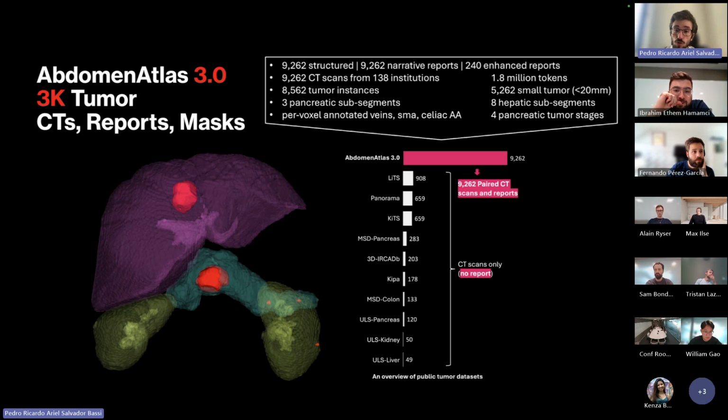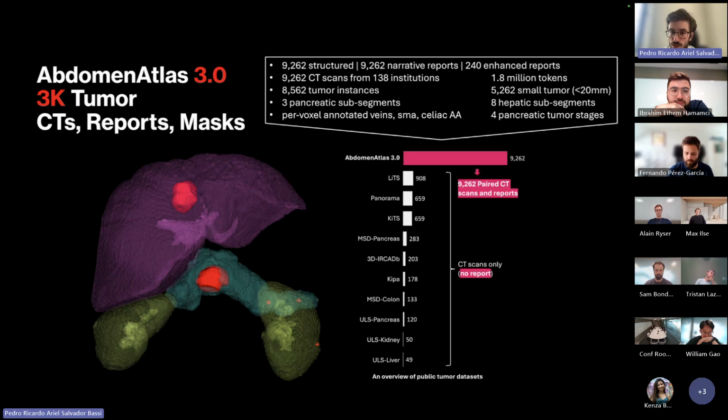We have three types of tumors, and another important data that we have is organ subsegments. So we have subsegments of the liver and the pancreas. In other words, we have segmentation masks for parts of the organ. For example, for pancreas, we have the pancreatic head, the pancreatic body, and the pancreatic tail. You may ask, why is this important?